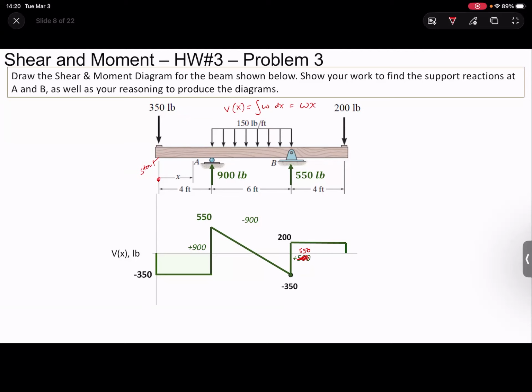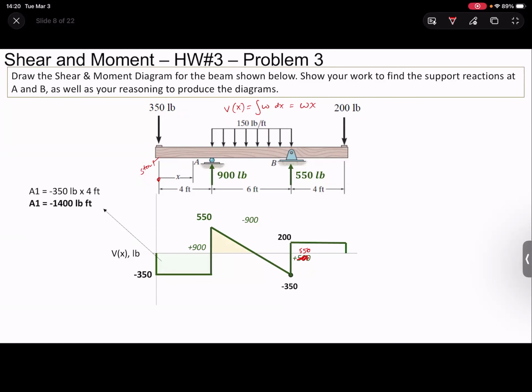Okay, so this is our shear diagram. Let's start calculating the areas underneath each one. So I highlighted this little first section here, right? This is the area of a rectangle, base times height. Remember, just keep it negative. So negative 350 times 4 feet is negative 1,400 pound-feet.